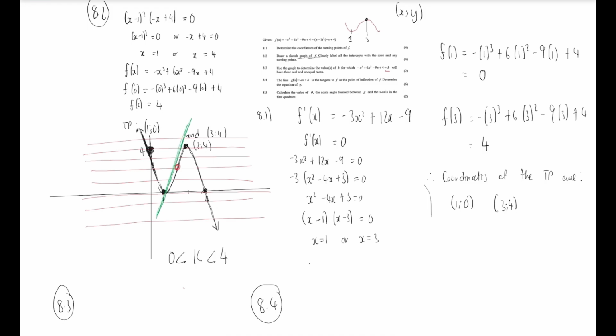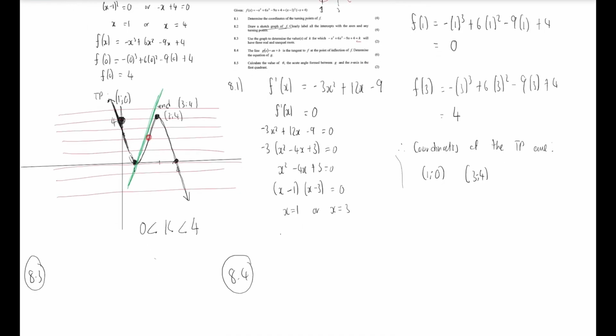So you see it's a tangent to the point of inflection, and they say we must find the equation of g. Finding the equation of g, you're basically finding the equation of a straight line. And you know how to find an equation of a straight line. All you need is your gradient, and you need one point which you can substitute in x and y such that you can get b.